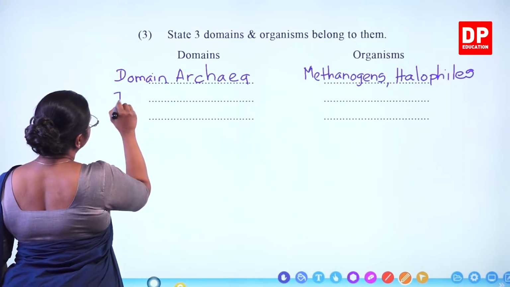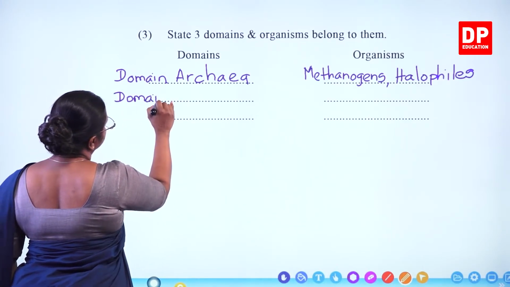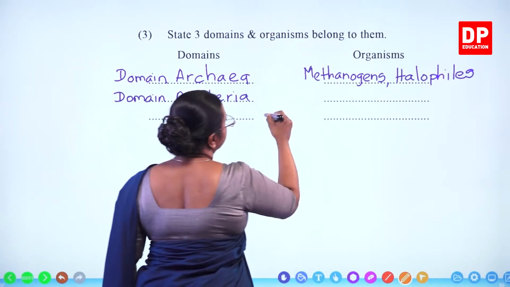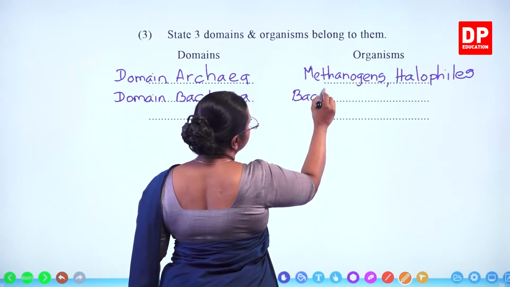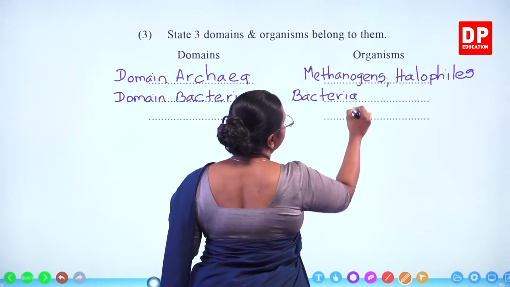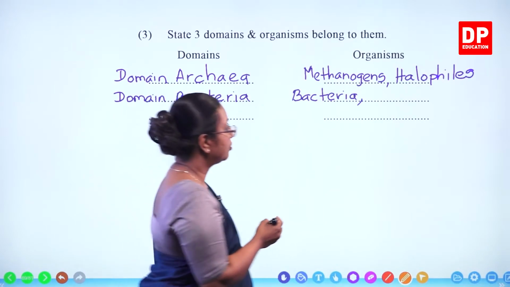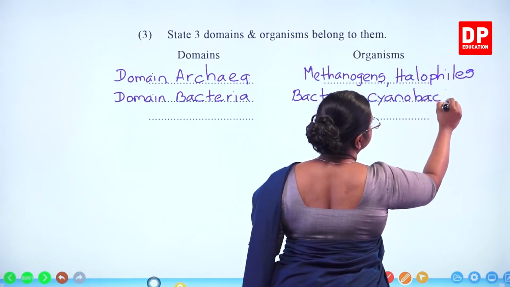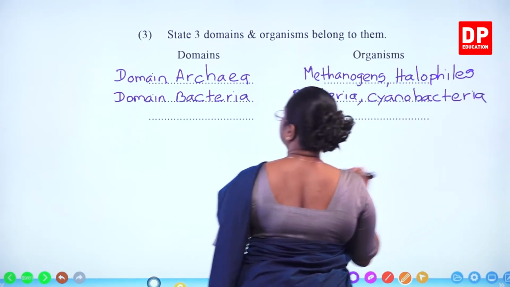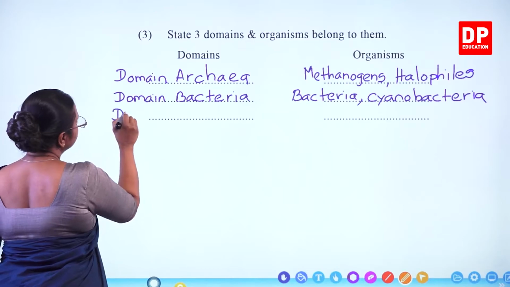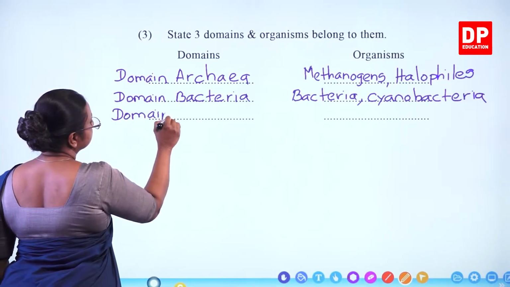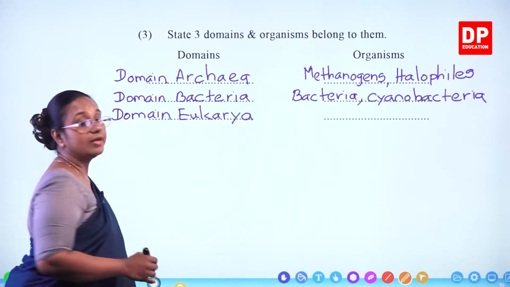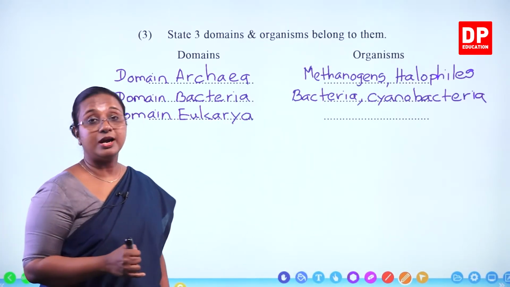Then we have domain Bacteria. That is bacteria, and what are the other organisms? Cyanobacteria. Then we have domain Eukarya. What are the organisms under domain Eukarya?